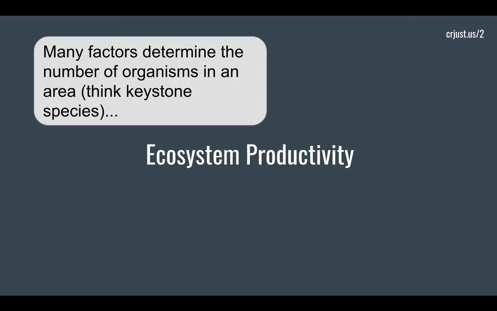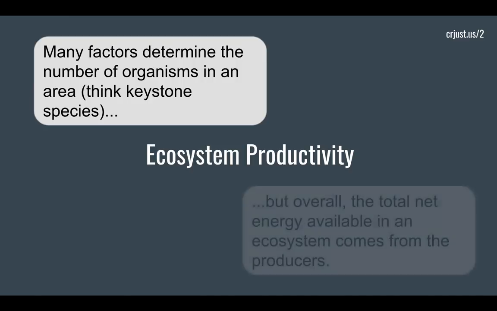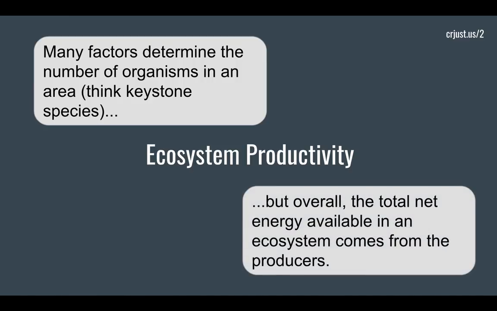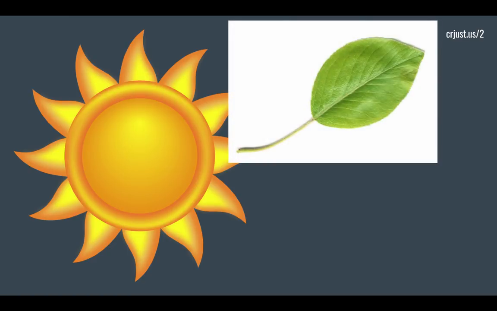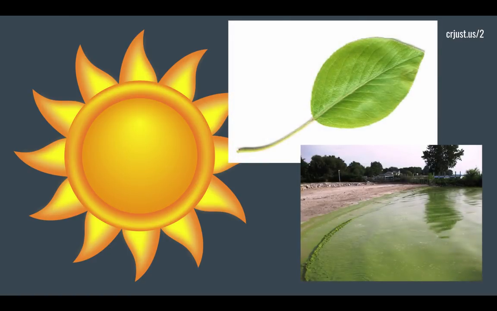Many factors determine the number of organisms in an area. Think of the keystone species, or think about even the amount of space available to grow and live. But overall, the total net energy available in an ecosystem comes from that ecosystem's plants, the producers. Take a look at the sun. This leaf and the algae in this pond will undergo photosynthesis because of the solar energy irradiating out of that sun.